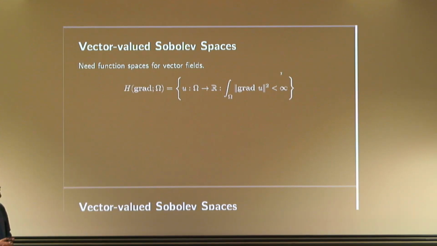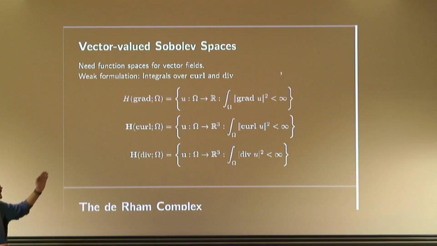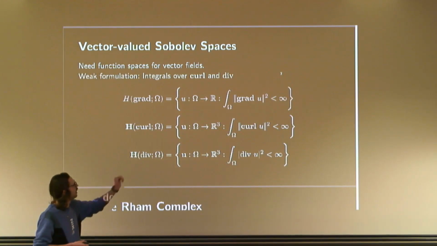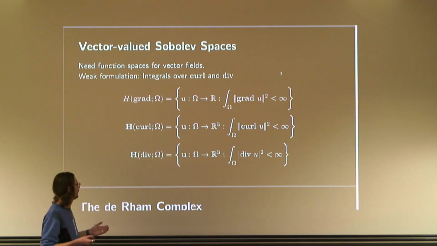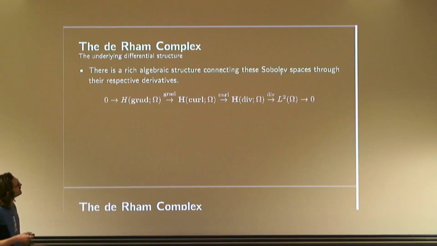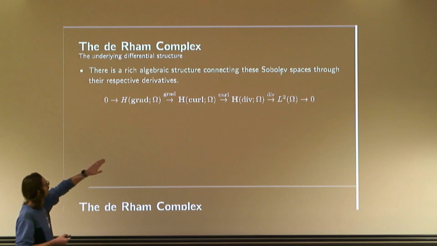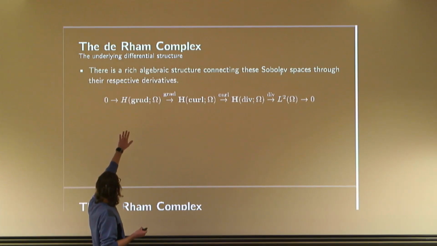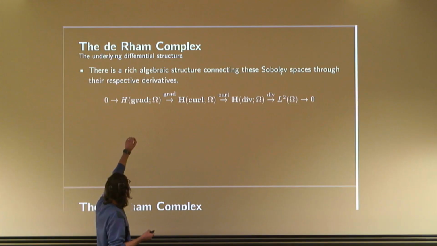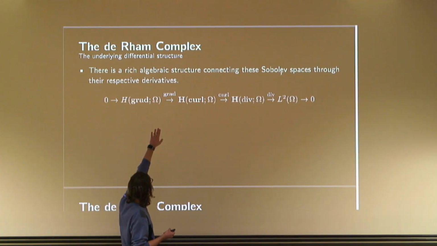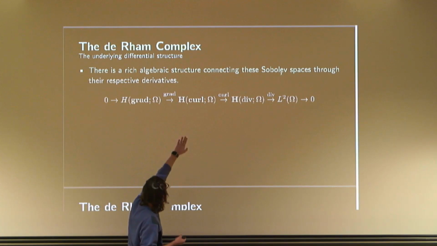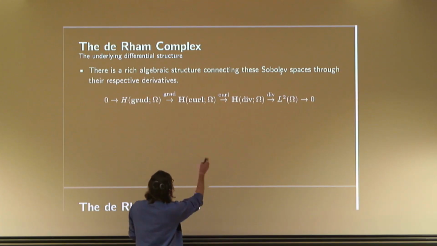And this now naturally inspires other spaces like H curl and H div, for which the other differential operators are square integrable. And these spaces are actually very much connected in what is called the de Rham complex. This is the underlying differential structure of our PDE. It connects these different Sobolev spaces by having a Sobolev space in the front, then applying the respective differential operator to it to obtain the next Sobolev space. And in this way, these are connected.